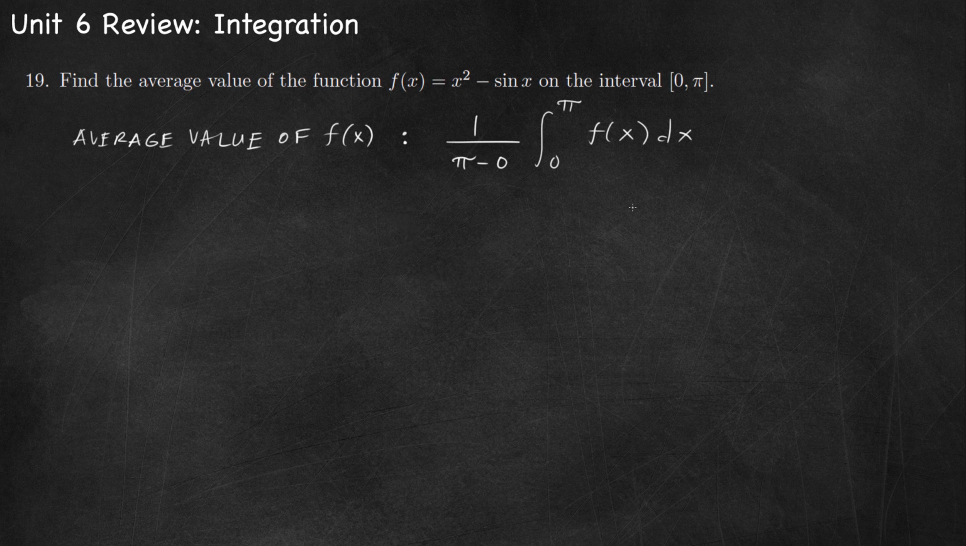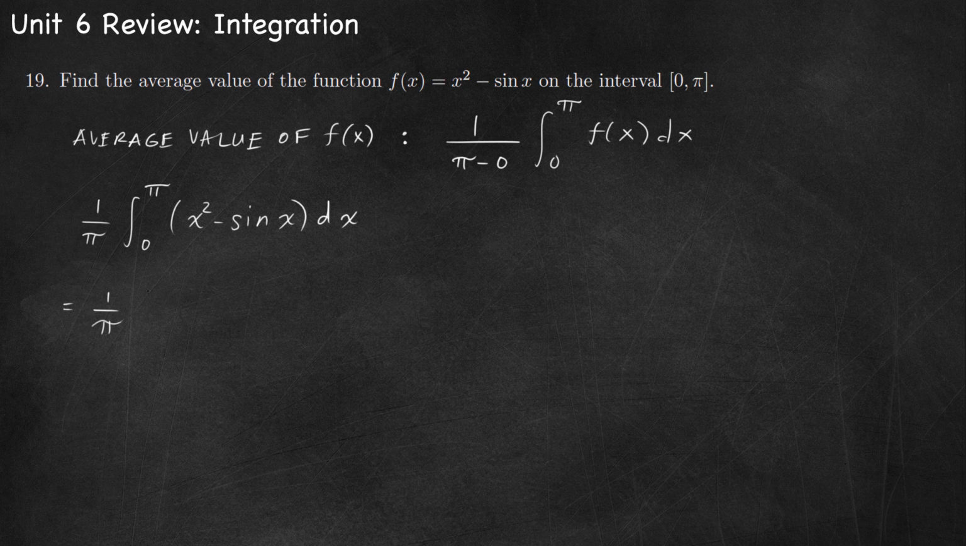And we can do this one by hand. That doesn't look like a difficult integral. So 1 over pi minus 0 is 1 over pi. And we're integrating from 0 to pi the function x squared minus sine x times dx.